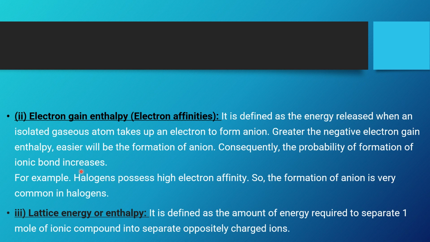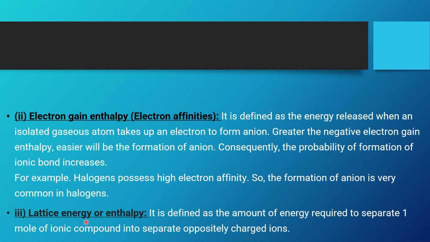So the greater the negative electron gain enthalpy, what happens? There will be a formation of an anion. So consequently, the probability of the formation of the ionic bond will increase. For example, halogens possess high electron affinity, so the formation of an anion is very common in halogens.